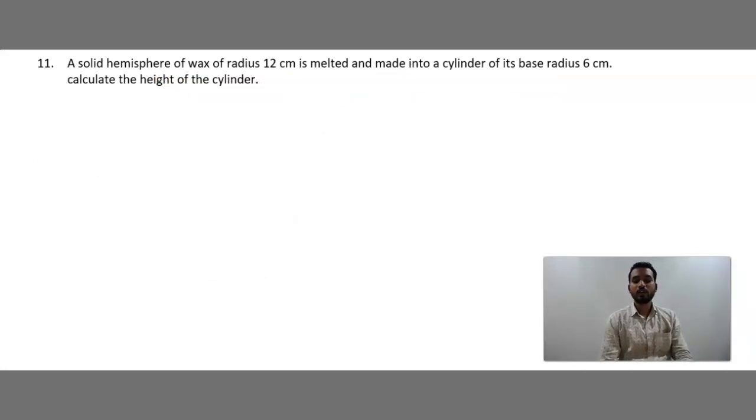Look at this question, children. A solid hemisphere of wax of radius 12 cm is melted and made into a cylinder of base radius 6 cm. Calculate the height of the cylinder. So let me write the data. Don't think about what is wax, what is candle, these things. It is not required. Just see the main contents. Hemisphere, we are melting. That means we are changing the shape from one shape to another shape. That means the volume stays the same, right? And made into a cylinder, the radius is 6 cm. We have to calculate the height of the cylinder.